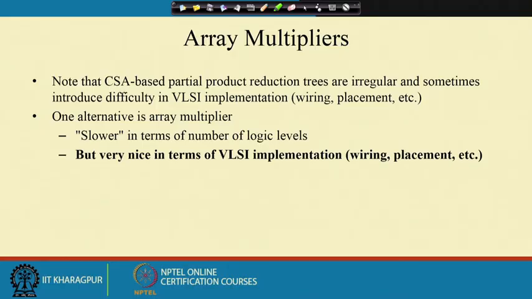So, in array multiplier, it is basically a carry save adder based partial product reduction tree. As we have seen, if we follow the Wallace tree or Dadda tree method, their structure is very much irregular. That is why we get issues in VLSI implementation. The issues come with the wiring of each of the cells and the placement of those cells. That becomes a major issue whenever the word length of the inputs is large, and it becomes a serious issue for VLSI implementation.